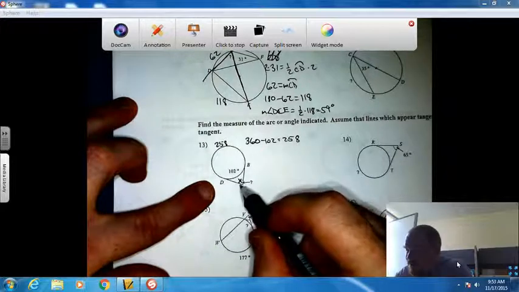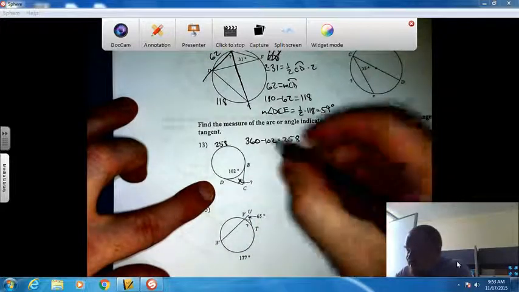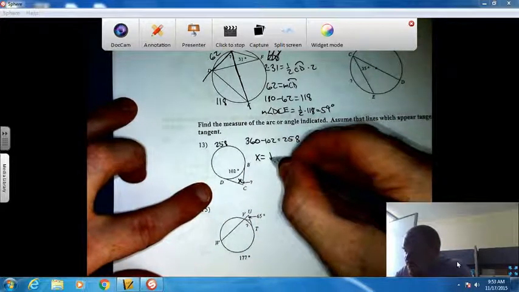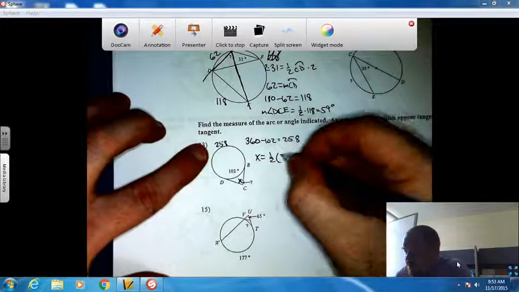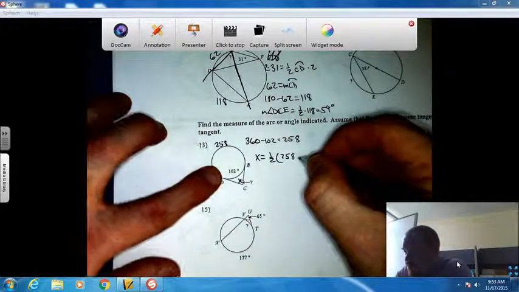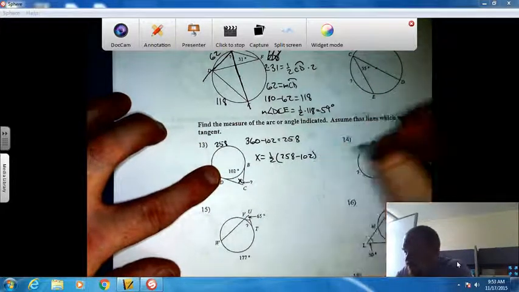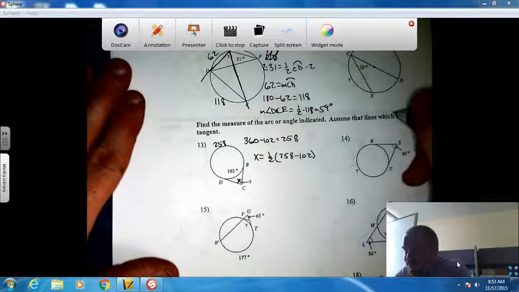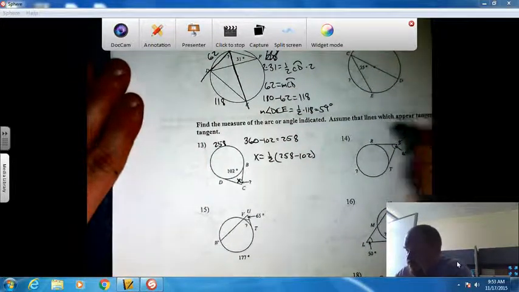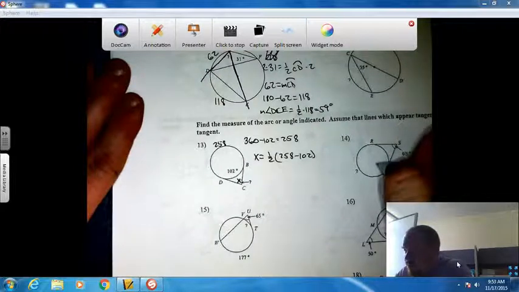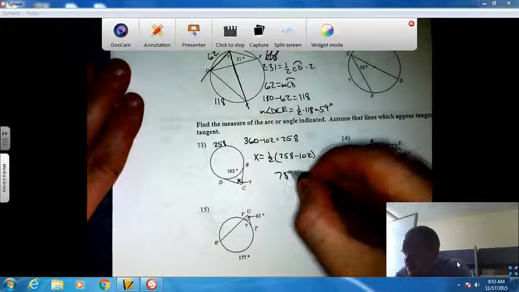Now, because the angle is outside the circle, I know it's 1/2 the difference, the big minus the little. So when you type that into your calculator, you get 78 degrees.